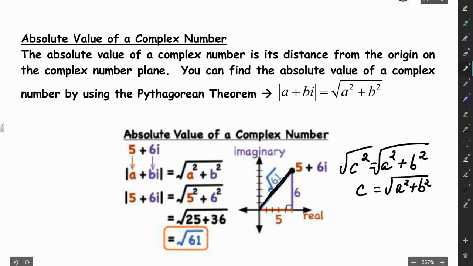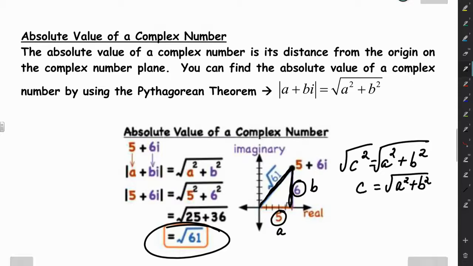So when we're looking to find the absolute value of a complex number, all we're going to do is take the real part of the number and square it. That would be considered your a part. And the b part of the number, and we're not going to include i. We're just talking about distance. We wouldn't say the distance is 6i. We're saying that the distance is 6. This would be our b part of our number. So in this case, the absolute value is the square root of 61.